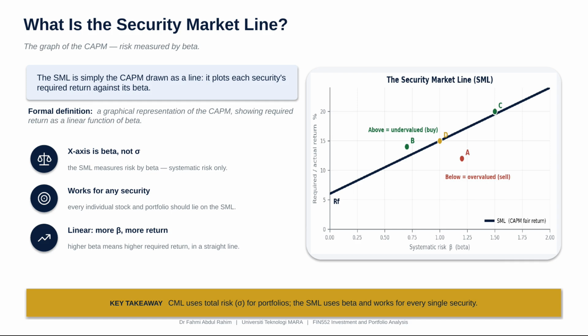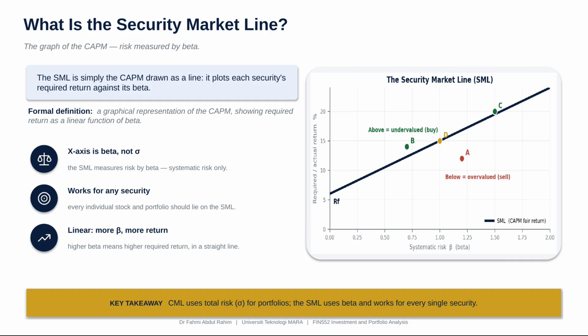First, and this is the key difference from the CML, the horizontal axis is beta, not sigma. So the SML measures risk by beta, which is systematic risk only, the kind that actually gets rewarded. Second, it works for any security. Every individual stock and every portfolio should lie on this line if it is fairly priced. Third, it is linear. Higher beta means higher required return, rising in a straight line from the risk-free rate. On the graph, you can see the SML rising from R sub F and several stocks plotted as dots, some sitting above the line and some below, which is exactly what we will use to spot bargains shortly.